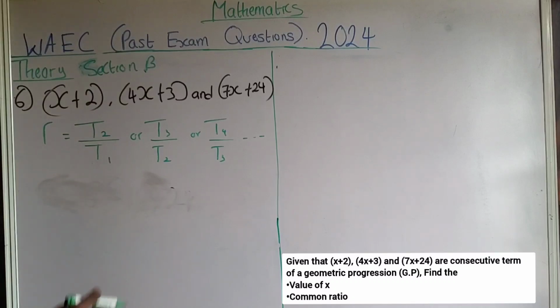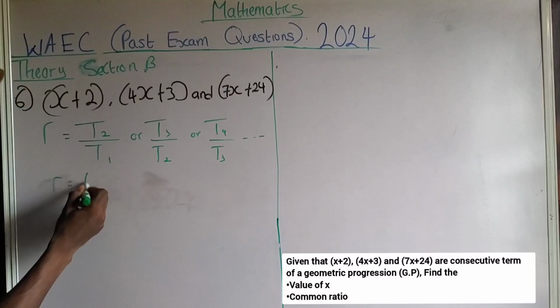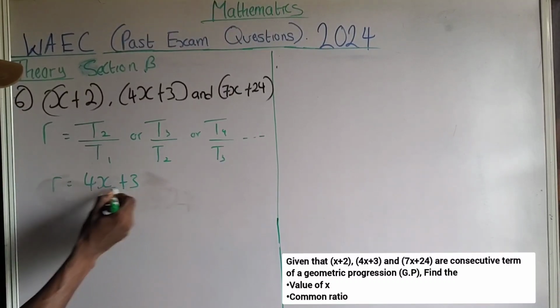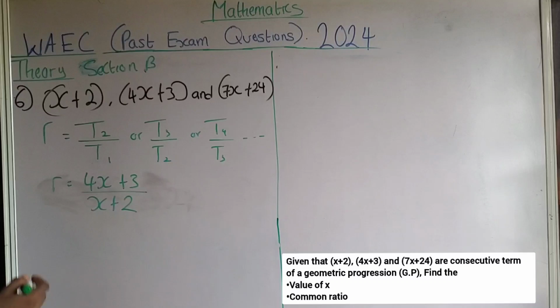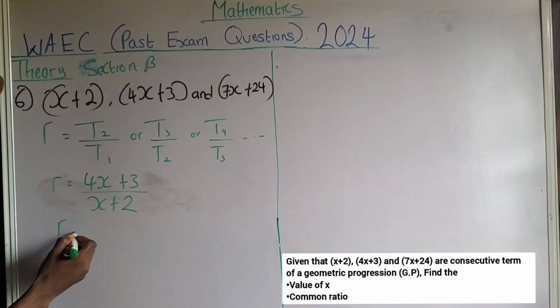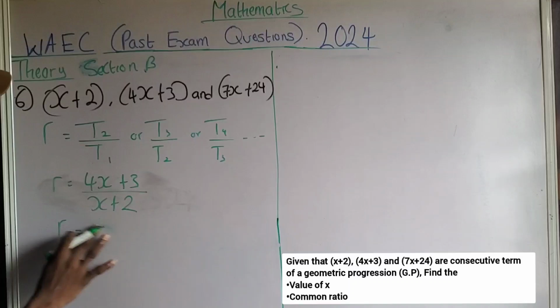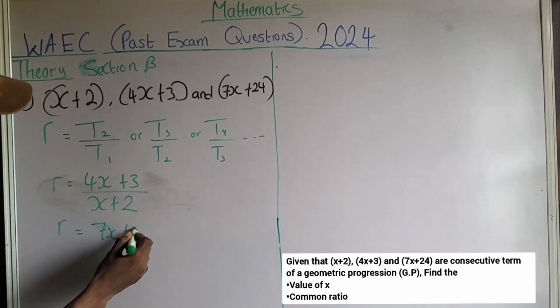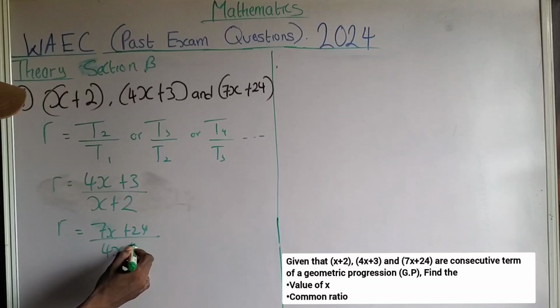Let's take the common ratio. The common ratio is equal to T2 over T1, which is (4x + 3) over (x + 2). The common ratio can also be T3 over T2, which is (7x + 24) over (4x + 3) as well.